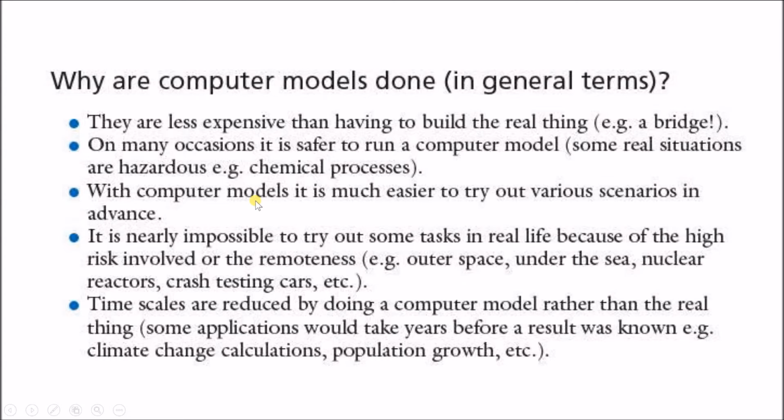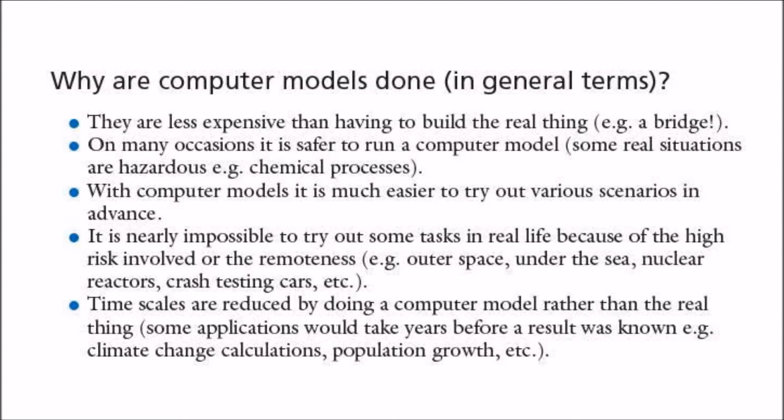With computer models, it is much easier to try out various scenarios in advance. You just change the numbers and you can find what's the result. It is nearly impossible to try out some tasks in real life because of high risk involved or remoteness. Like what? Outer space, under the sea, nuclear reactions, crash testing of cars or airplanes, whatever. Once we are talking about impossible situations, we are talking about life risks.